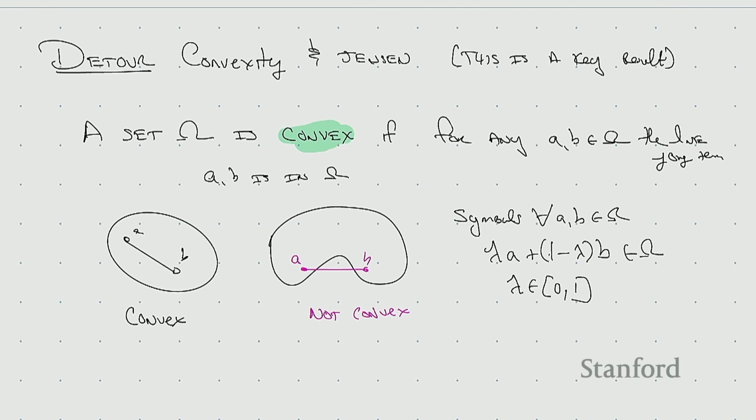And you need to check for all, right? Right here, clearly if I put A here and B here, there's a line between them. The reason it's not convex is there exists one pair of A and B for which I go out of this set.